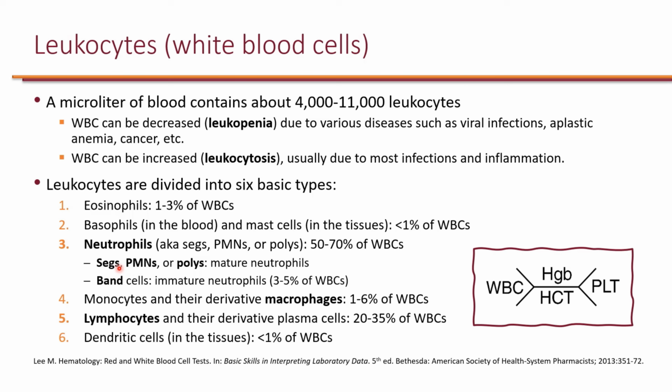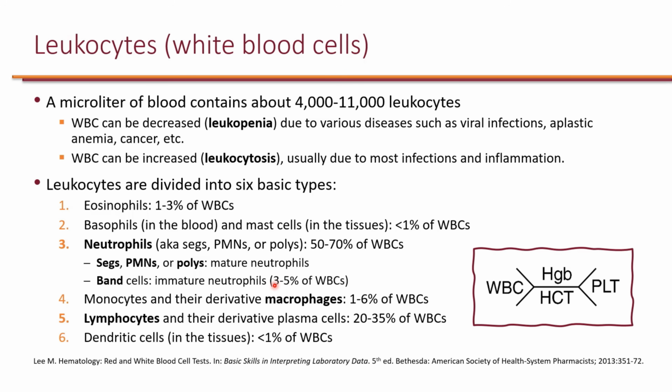Now, during infection, because the body tries to make more neutrophils than usual, you will see an increase in the band or immature neutrophils, and that's typically referred to as bandemia or left shift. So left shift means the cells have shifted to the immature side. And so if you see more than 10% of the neutrophils as band cells, that's typically called bandemia.